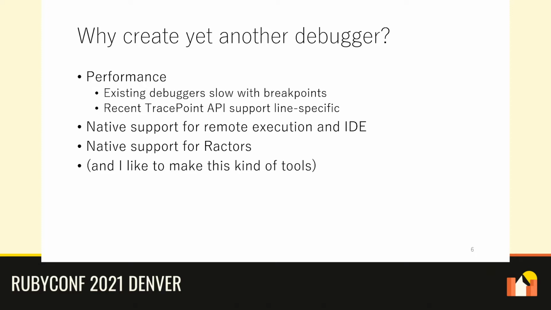Another reason is Ractor. Ruby 3.0 introduces the new Ractor mechanism which isolates the object space, and the existing debuggers don't support it. Unfortunately, debug.gem does not support Ractors yet, but it is one motivation. One more little but biggest motivation for me is that I like to make this kind of tool. It's technically a bit difficult, and it's useful to have.